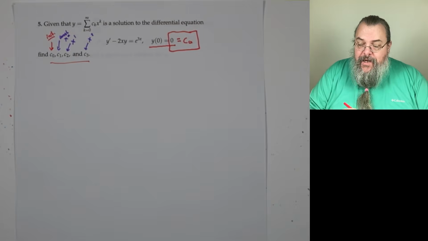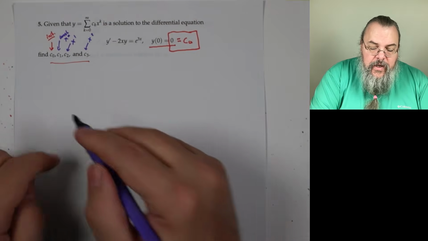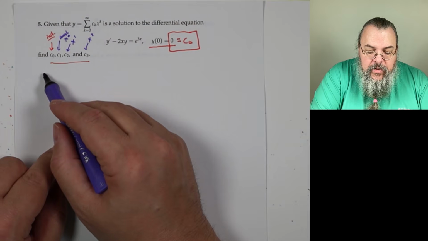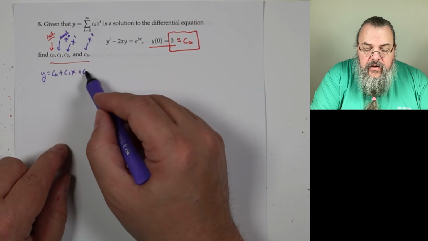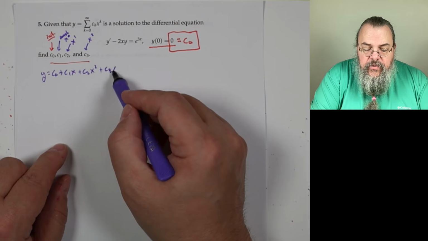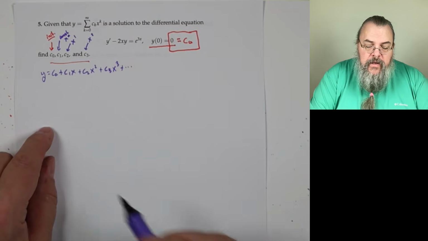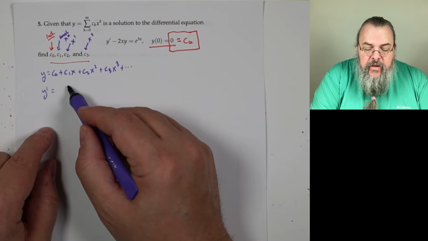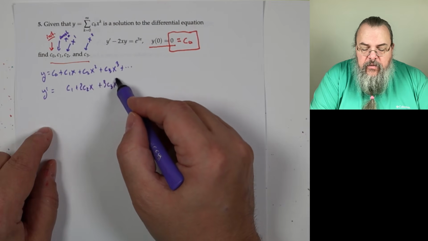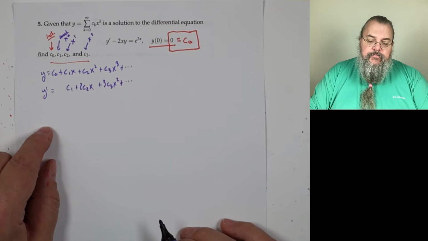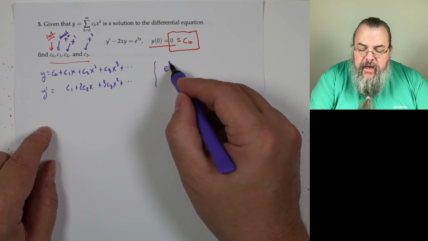Okay, so with that in mind, let's start by noting the following. Well, what can we say? Y, well, I'll note that C0 plus C1x plus C2x squared plus C3x cubed plus dot, dot, dot. Okay, that's that part. What is y prime? C1 plus 2C2x plus 3C3x squared and dot, dot, dot. Okay. And also, we can say, well, what about e to the 3x?